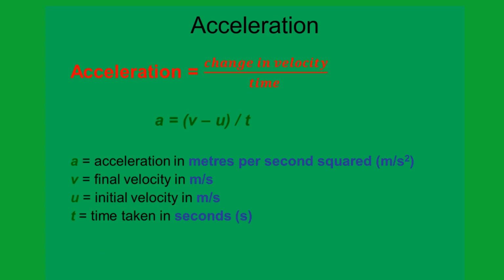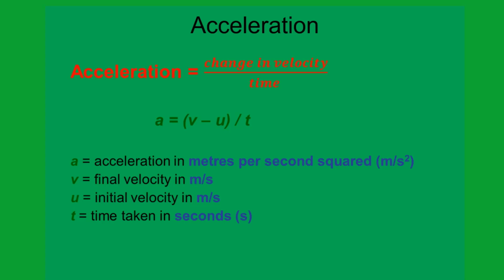Now, acceleration. Acceleration is equal to the rate of change of velocity. Mathematical formula: acceleration equals change in velocity divided by time taken. Acceleration is denoted by small letter a. a equals final velocity minus initial velocity divided by time taken. So a equals v minus u divided by t.